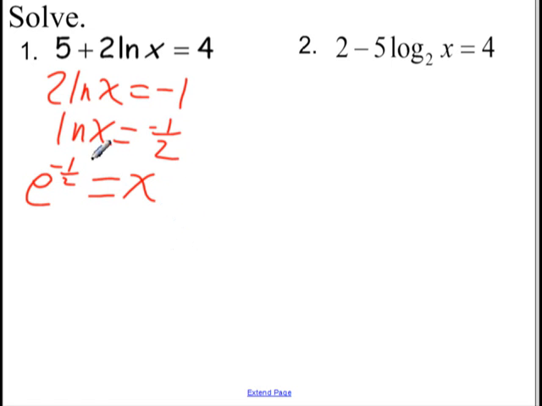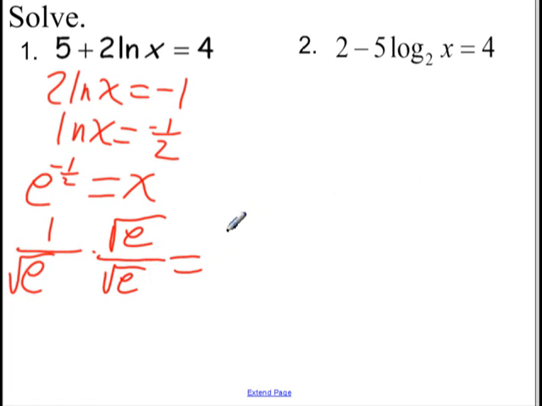You could also simplify that. Remember, to the negative 1/2 power means 1 over e to the positive 1/2 power, or 1 over the square root of e. And if you really wanted to simplify this, depending on how strict we were being about the way you wrote your answer, you would rationalize that denominator, and you would get square root of e over e. Probably the most proper way to write that answer.